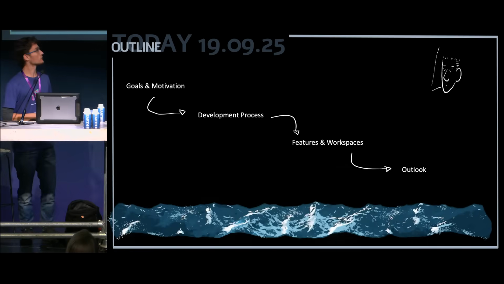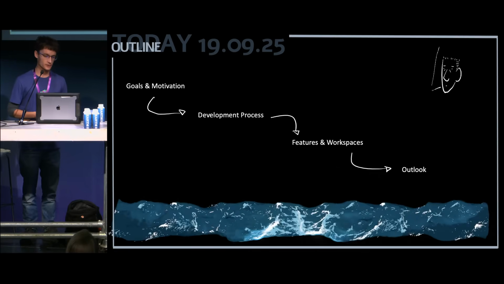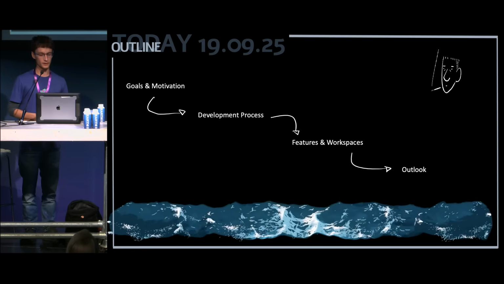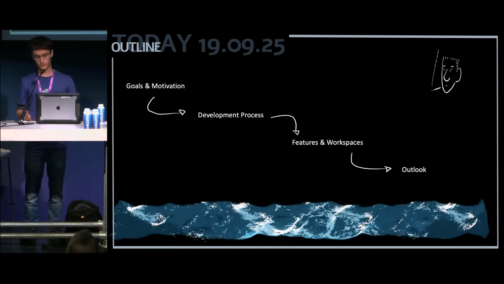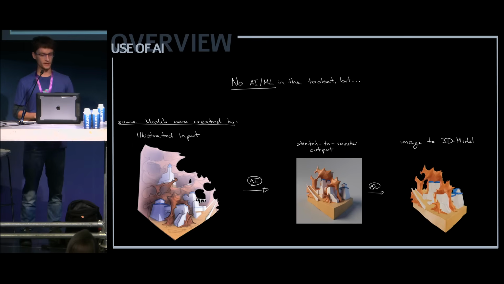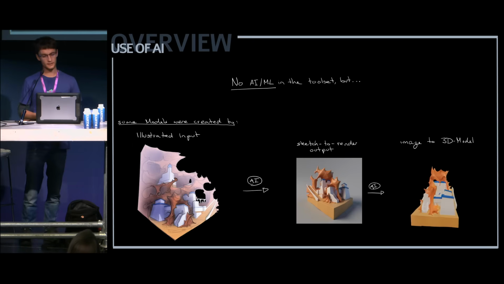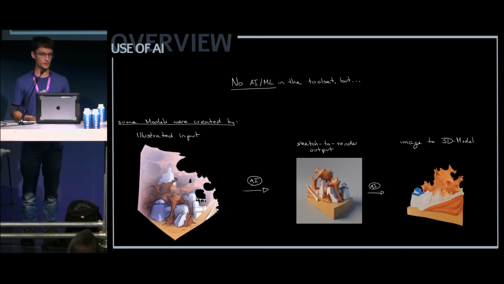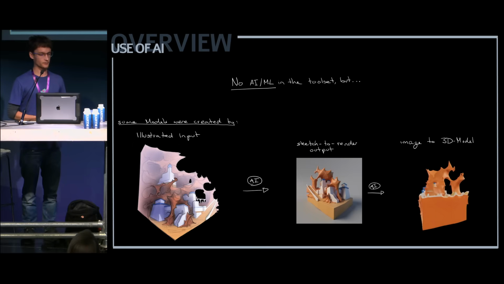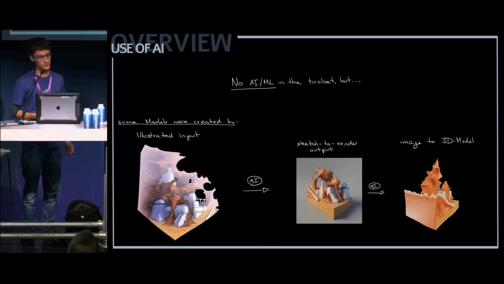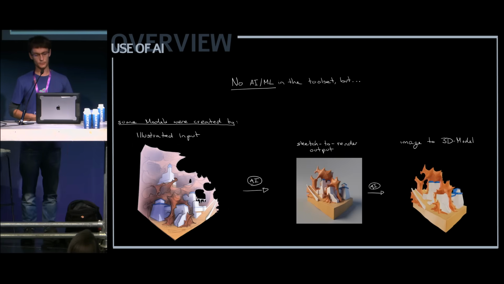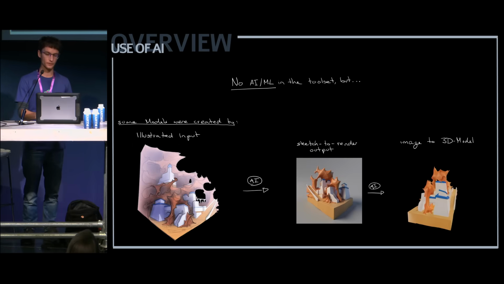Today I'll first go into my goals and motivations, then look at the development process, talk about some features and how the workspaces could look, and then talk about the outlook and what the future steps could be. I quickly want to mention there's no AI or machine learning in the toolset itself, but in some of the assets you see, because my goal is to integrate traditionally trained artists more into a 3D workflow. I've been investigating, for example, doing traditional illustrations in Procreate, converting them to rendered images and then to a 3D model, with the goal not to replace artists, but to integrate them even more into the 3D pipeline like it wasn't possible before.